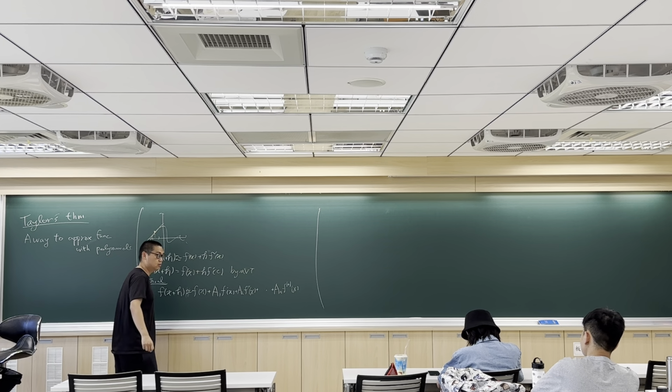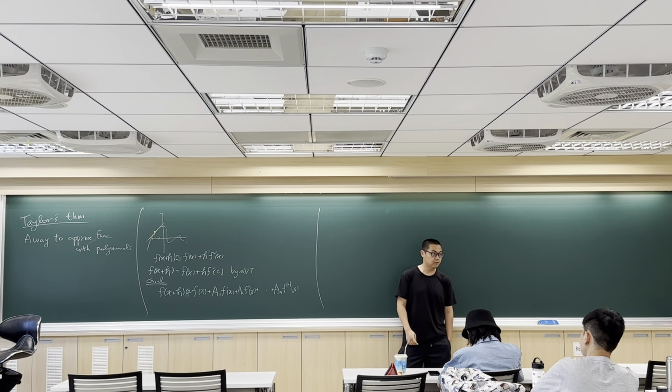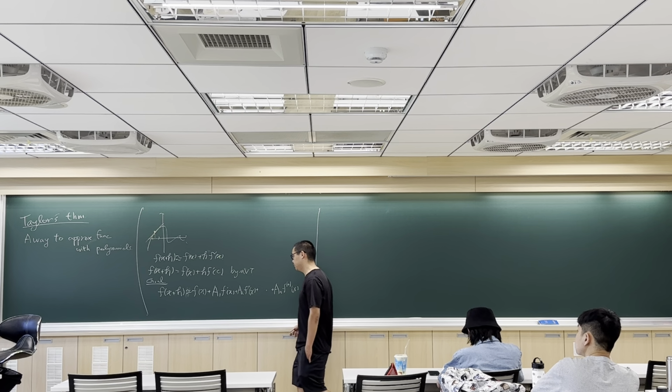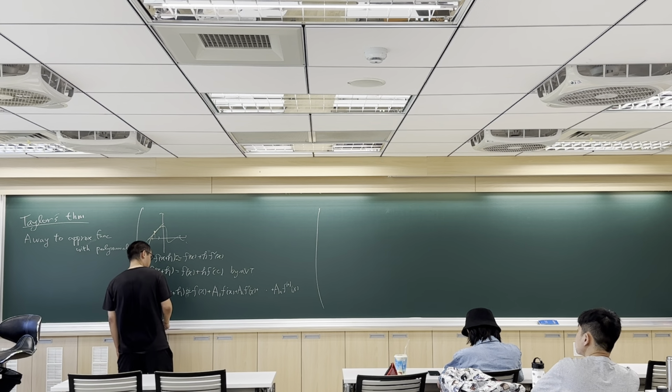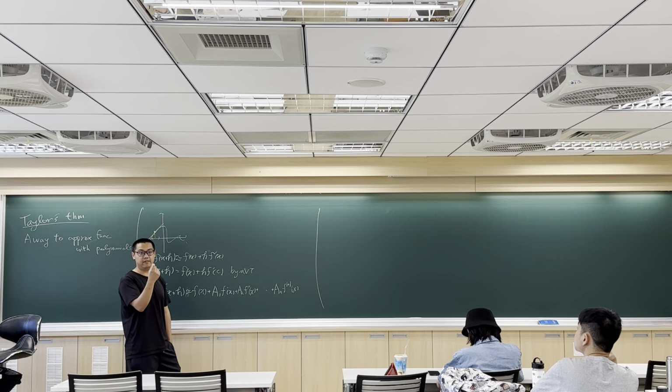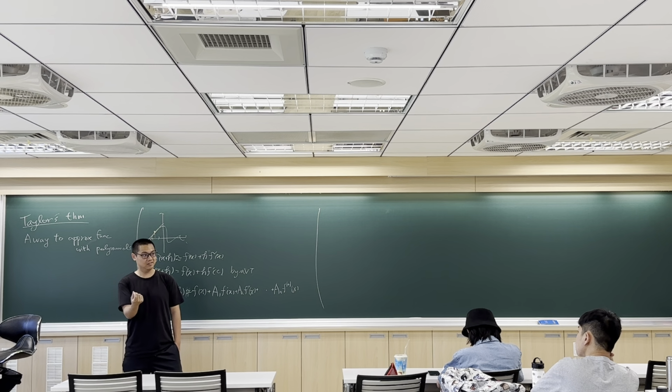I want that approximation to be more accurate, so write down something like this. Then how do we do this? We want to approximate things with polynomials, so maybe we start with polynomials.